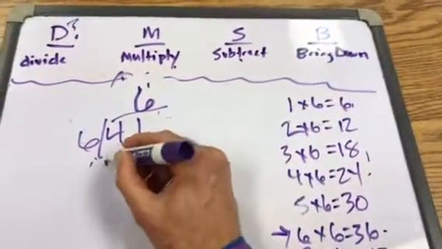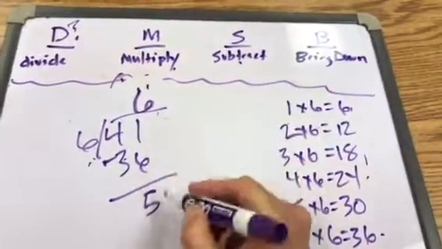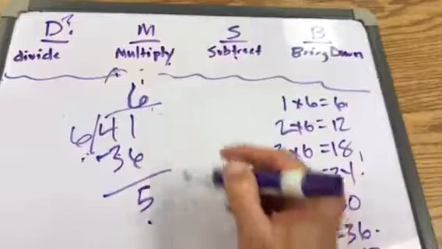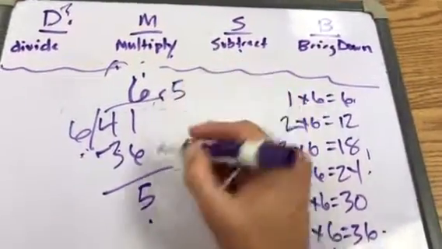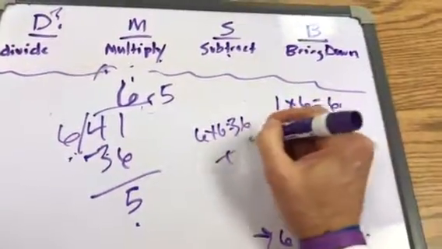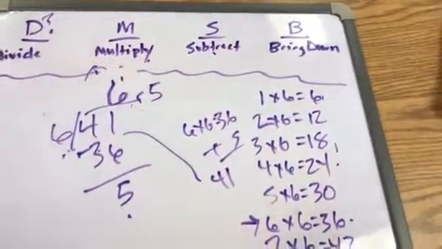S, subtract. And B, bring down, there's nothing to bring down. I want to make sure this 5 is less than the 6. It is. And so I'm done. And so I have R 5. And to check it, I'm going to take 6 times 6 is 36 plus the 5 and my remainder, and I get 41. And that matches right there.